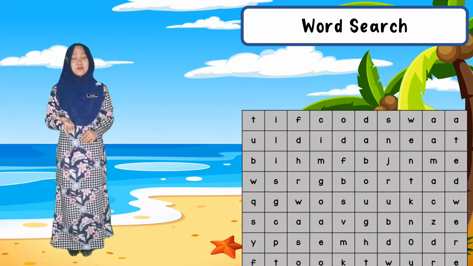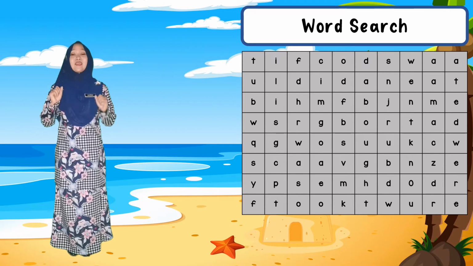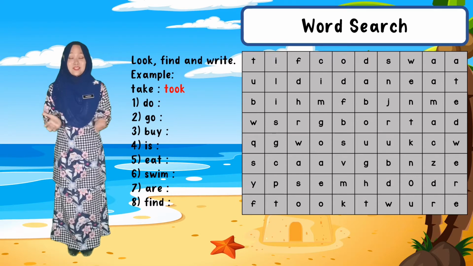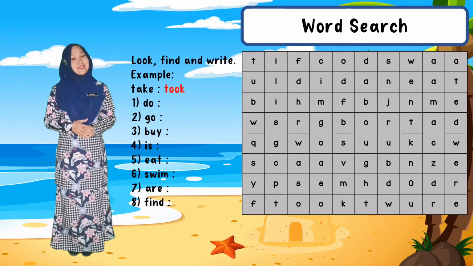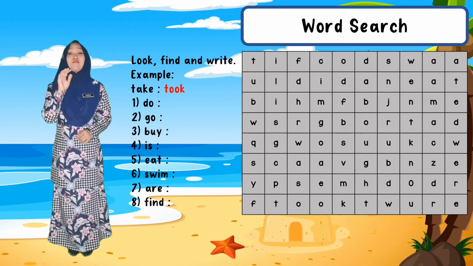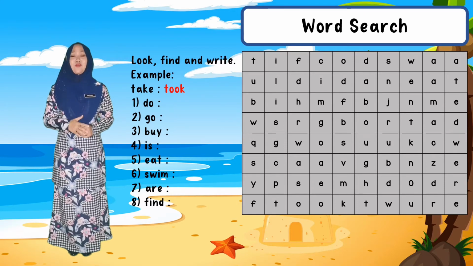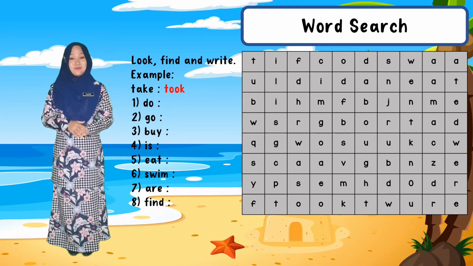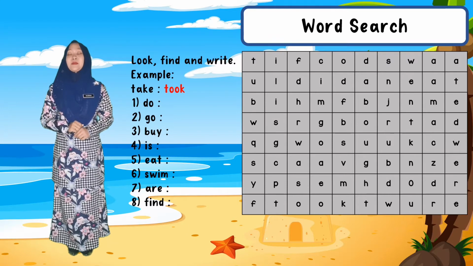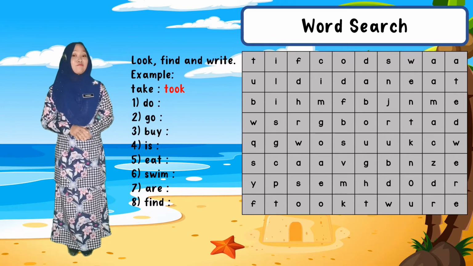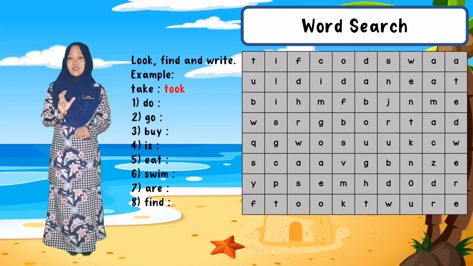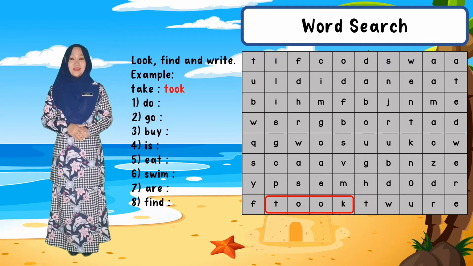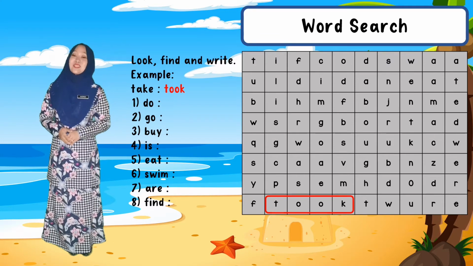Now is the time for you to play a word game to practice on irregular past tense form. This is the word search for you. What you have to do is that you have to look, find and write the correct past tense form of each verb. The example is given for you. For example, verb take. The past tense form of the verb take is took. From left to right. Are you all ready? Let us try to do it together.